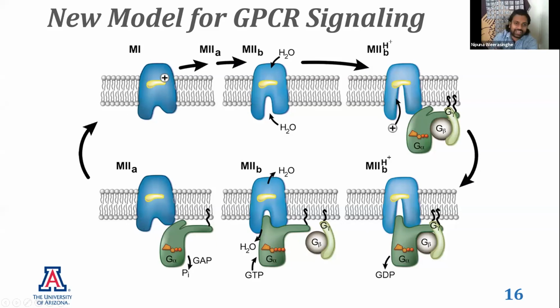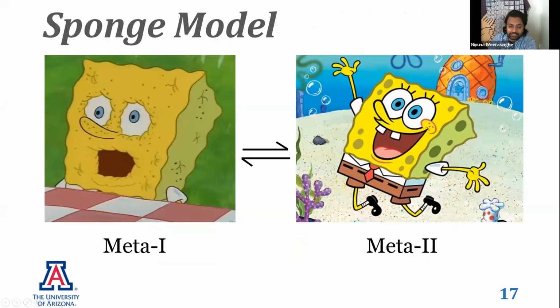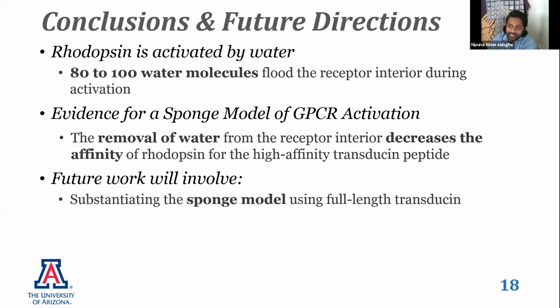So we can say that this new paradigm says that GPCR activation goes through several steps of dehydration and hydration of the protein. So this is an important finding. The final conclusion from our experiments is that during the activation process of rhodopsin, 80 to 100 water molecules flood into the receptor.